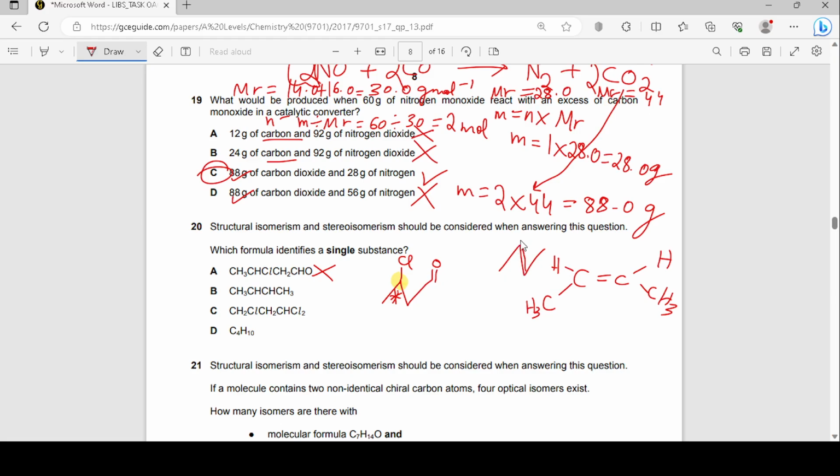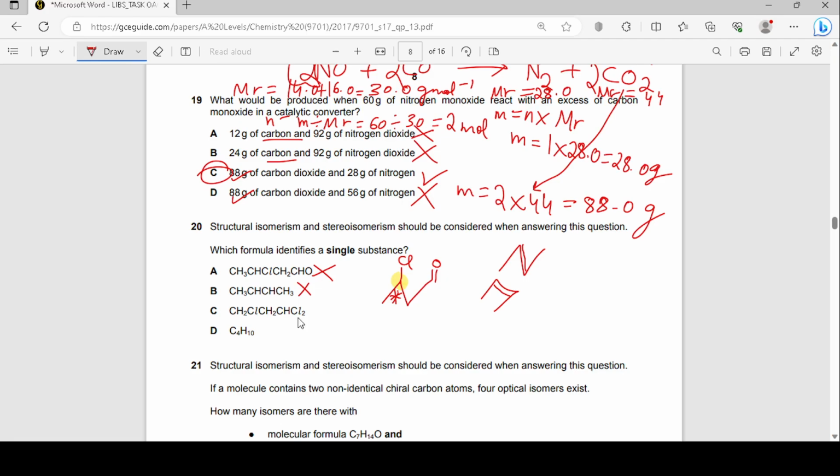Anyways, the point is that it will show cis-trans isomerism because this carbon is attached to H and CH3, so these two are different groups attached, right? And then this carbon is also attached to two different groups. It's not attached to H and H or CH3 and CH3. No, it's attached to H and CH3. So that means this compound can show geometrical isomerism, i.e., it can show cis-trans isomerism, right? So this compound, the formula that they've shown, CH3CH double bond CHCH3, can also be written like this. That's the trans form. This is the cis form. But the point is that this does not identify a single substance either. It also identifies an isomer. So B is wrong as well.